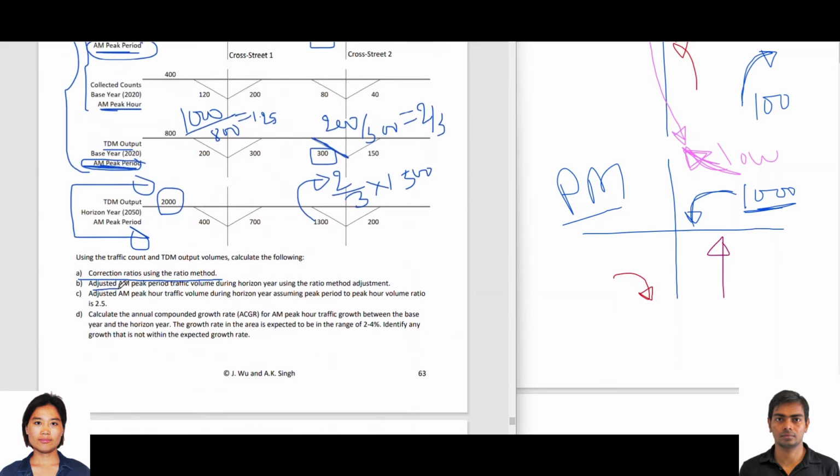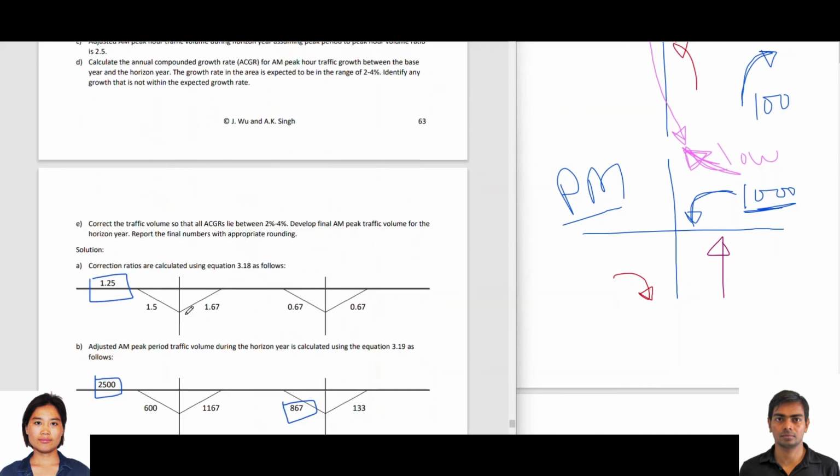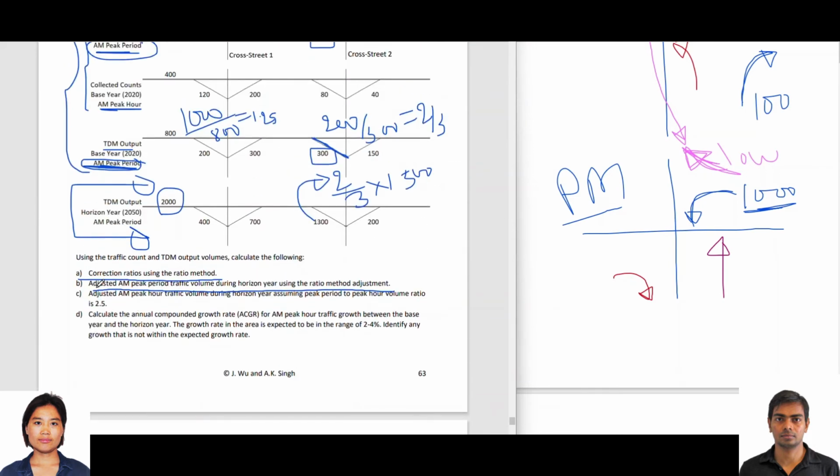Then the second one is to adjust the AM peak period traffic volume during the horizon year using the ratio method. First we calculated the ratios, then we determine the future volumes using the correction. So determine the adjusted AM peak period traffic volume. So this is the adjusted.